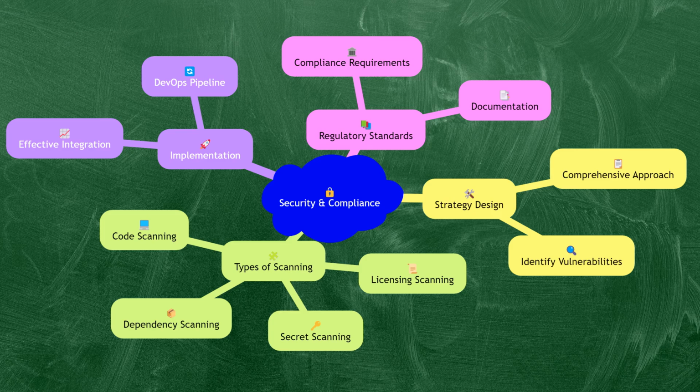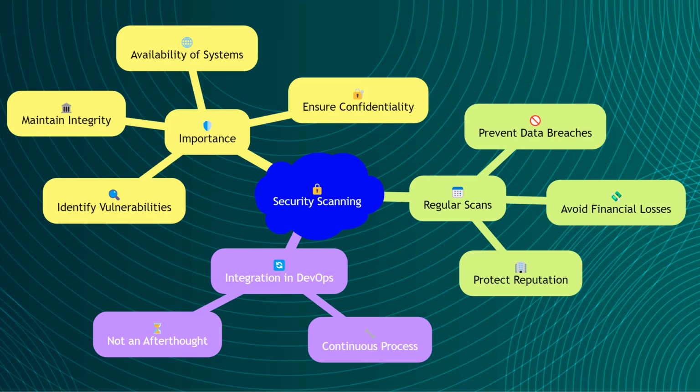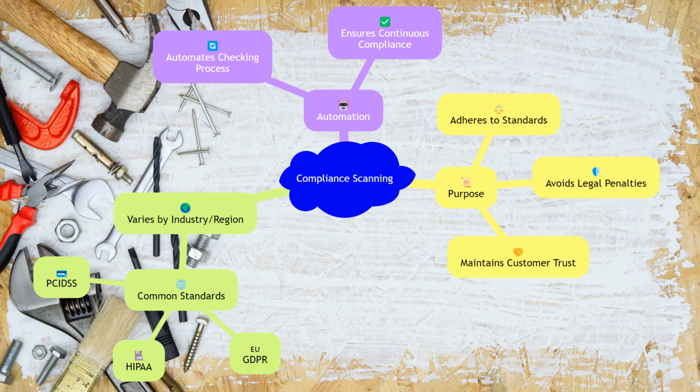within your DevOps pipeline. Security scanning is crucial for identifying vulnerabilities in your software before they can be exploited. It helps in maintaining the integrity, confidentiality, and availability of your systems. Regular security scans can prevent data breaches, financial losses, and damage to your organization's reputation. By integrating security scanning into your DevOps pipeline, you can ensure that security is a continuous process rather than an afterthought.